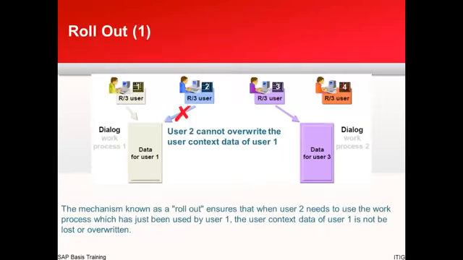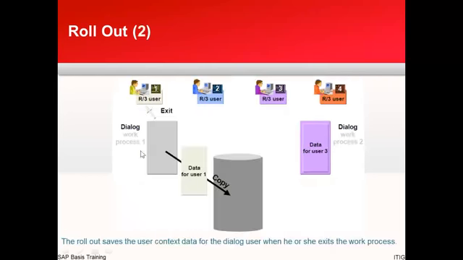Okay, then rollout. Rollout is basically, once the user session is closed, it needs to be rolled out. So that is called a rollout. The mechanism known as rollout ensures that when user 2 needs to use the work process which has just been used by user 1, the user context data of user 1 is not lost or overwritten. Rollout saves the user context data for the dialog user when he or she exits the work process.